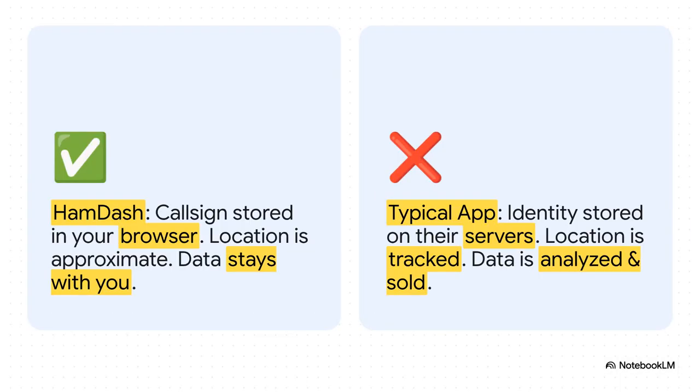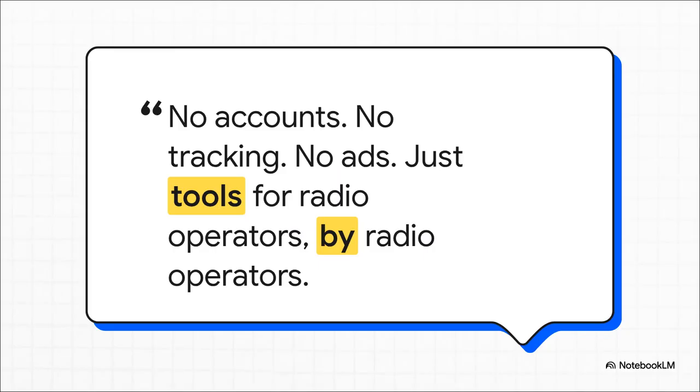I mean, just look at the difference here. It is night and day. With a typical app, your name and email are on their servers, they're tracking your exact GPS location, and they're analyzing and selling your data. With HamDash, your info stays in your browser, your location is fuzzy, and your data is yours. Period. The creator, Peter, really said it all right here.